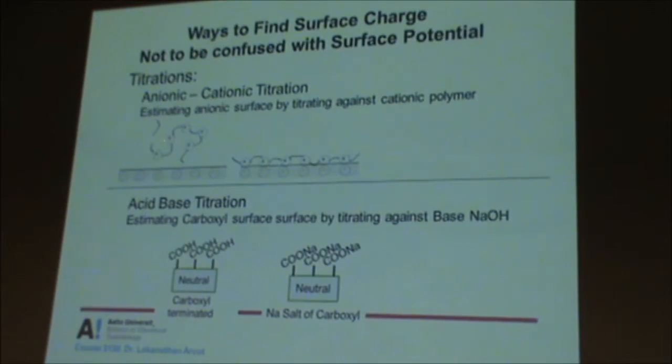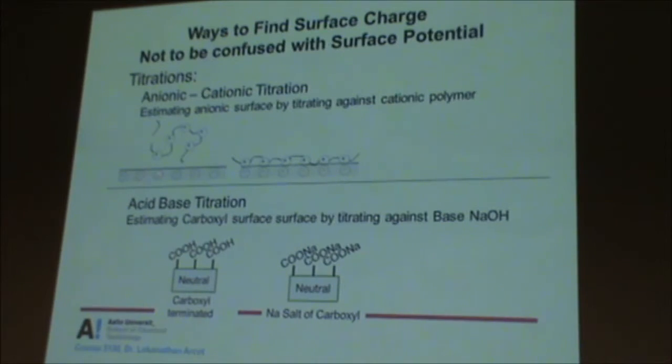For example, here you do titrations. For example, you have a negative charge and you titrate it against a cationic polymer. Depending on the surface charge, you'll have the consumption of cation. You can do a conductometric titration. We have studied this before, in the first lecture. In the first lecture we studied conductometric titration.